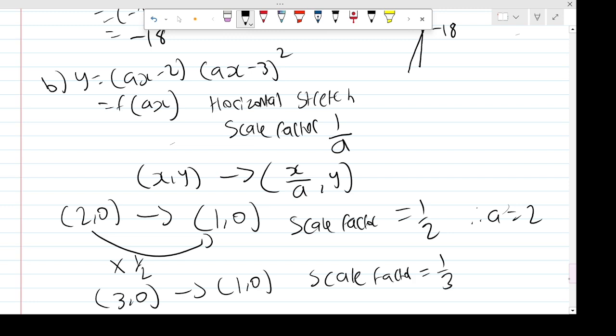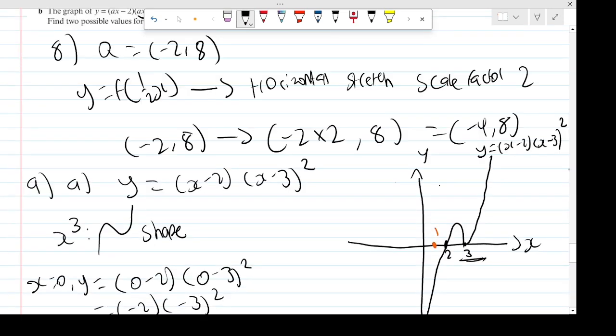So that's my scale factor, which is my horizontal stretch, right? Which means what am I multiplying my x values by to get to the new point 1? It's going to be a third. Therefore, if I compare again with these fractions, a is 3. Okay, cool. And there we are. So those are the only two values.